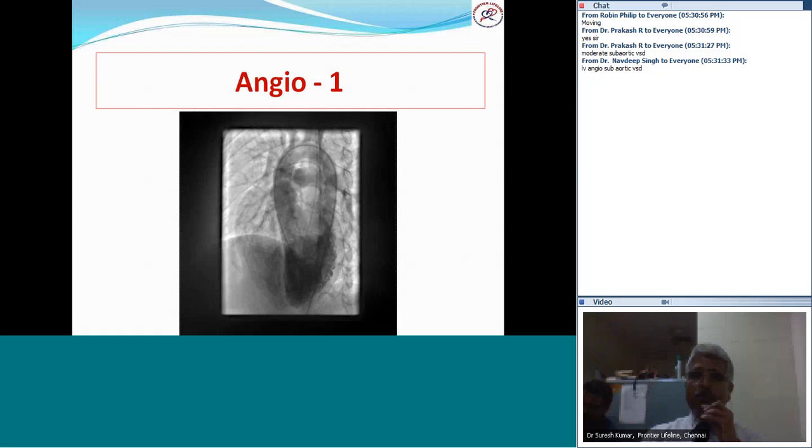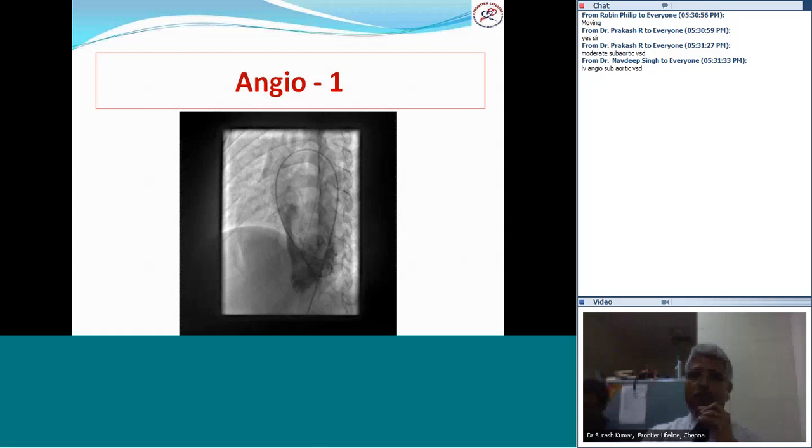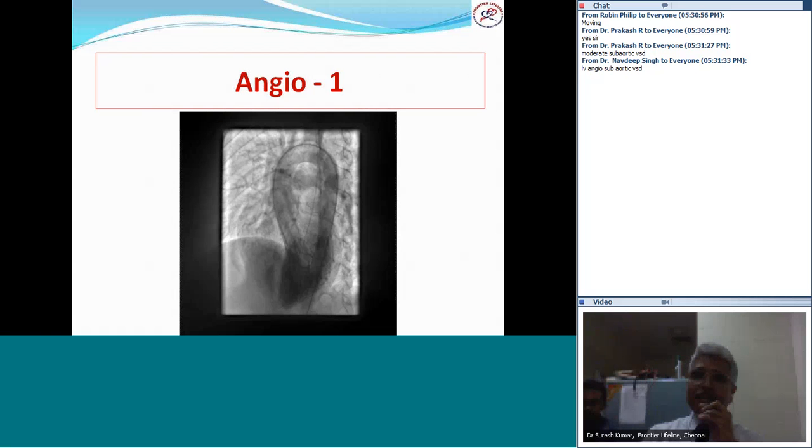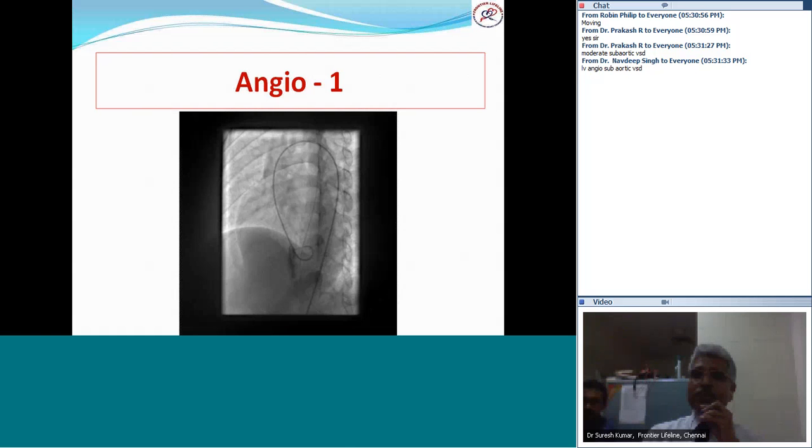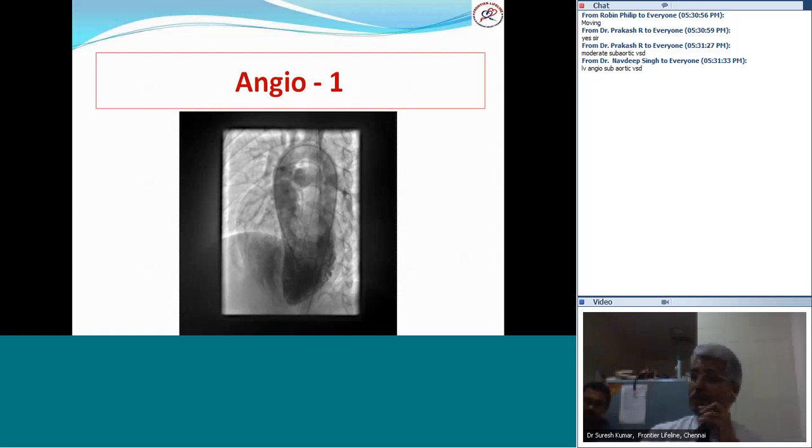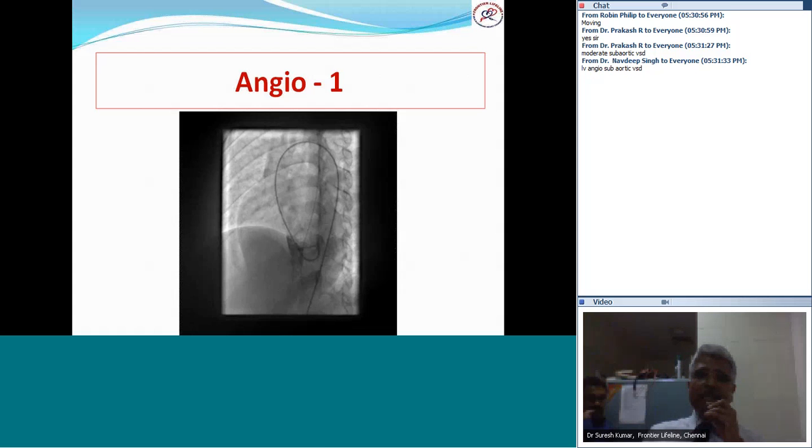Himanshu has given the perfect diagnosis. It is a pigtail catheter in the left ventricle. It is an LAO cranial view and shows a perimembranous VSD. I would have been happier, Himanshu, if you called it a small or moderate perimembranous VSD. So that is what it showed. It is an LV angio in the LAO cranial view. It is a small perimembranous VSD with a left to right shunt.